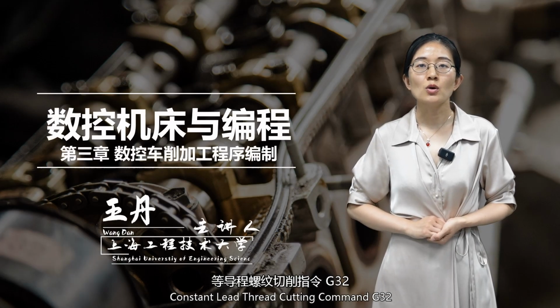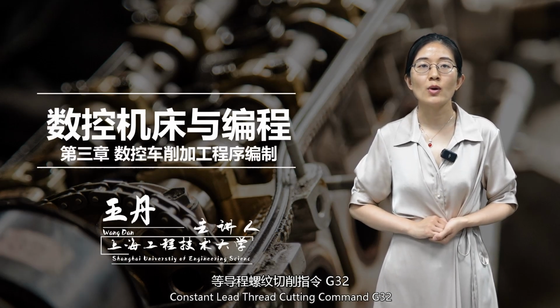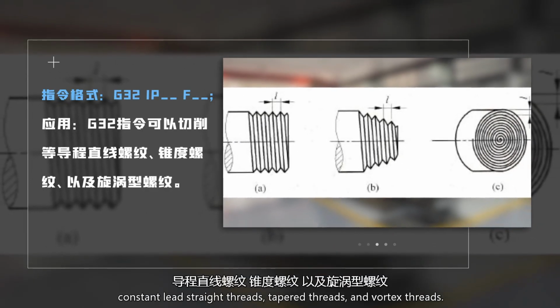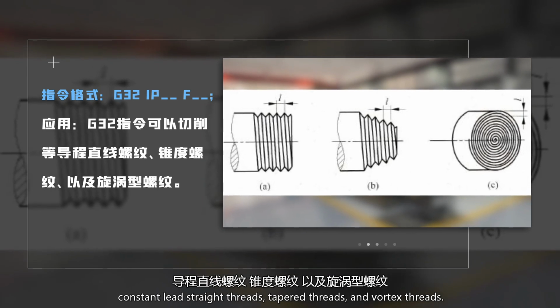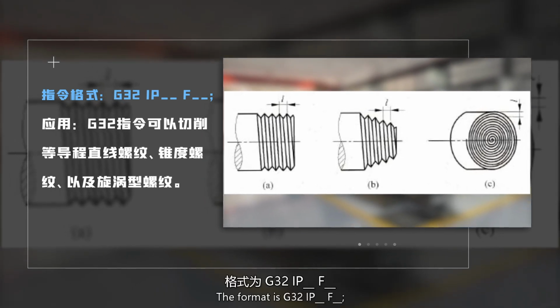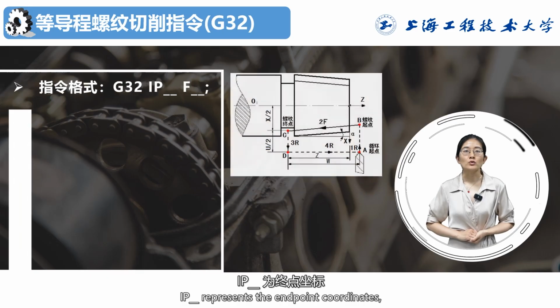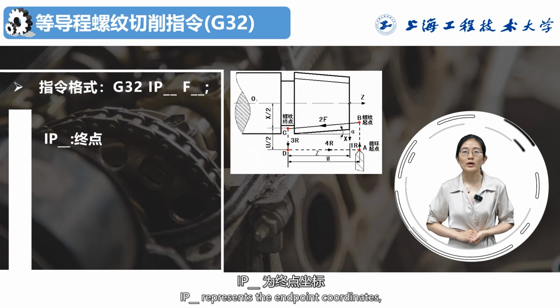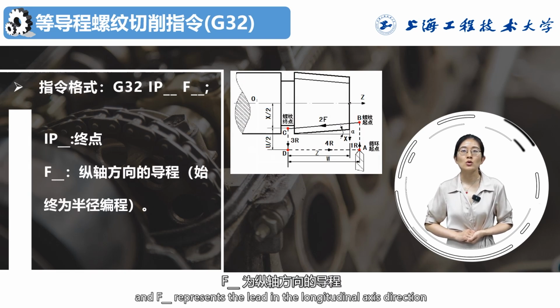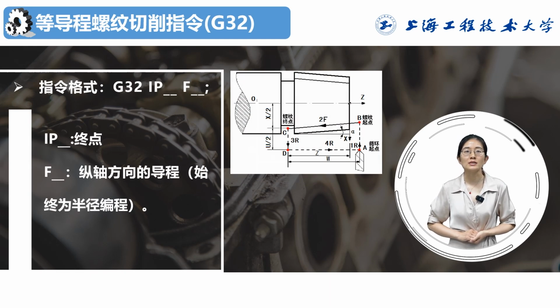Constant lead thread cutting command G32. The G32 command is primarily used for cutting constant lead straight threads, tapered threads, and scroll threads. The format is G32 IPF. IP represents the endpoint coordinates, and F represents the lead in the longitudinal axis direction.